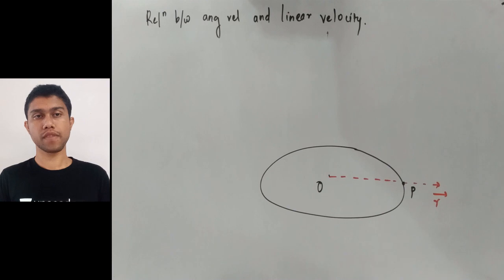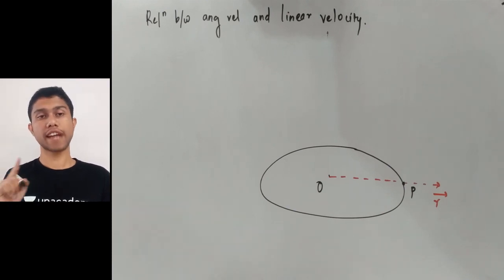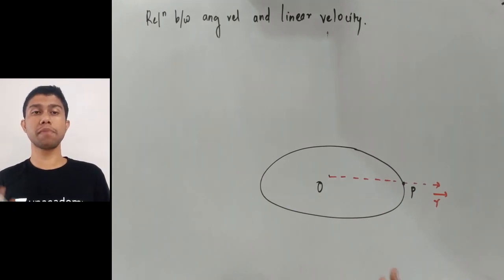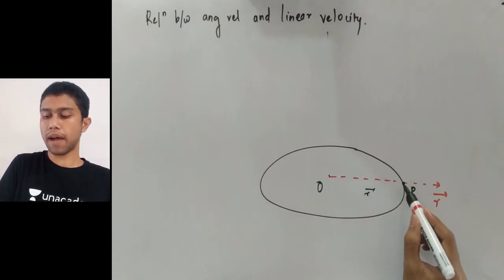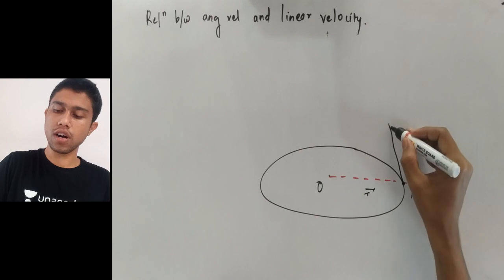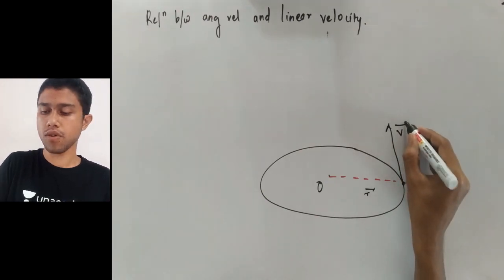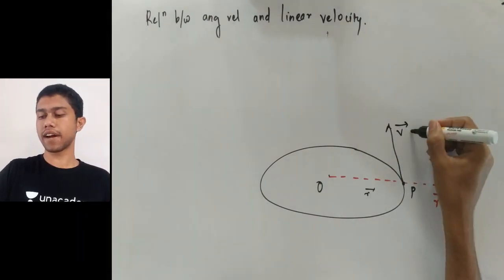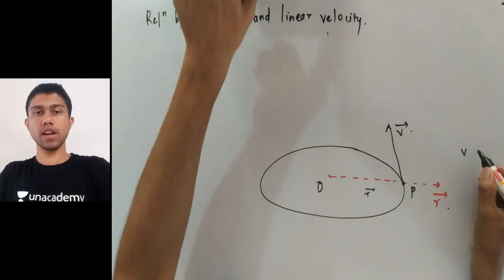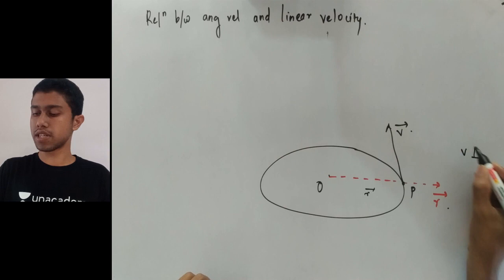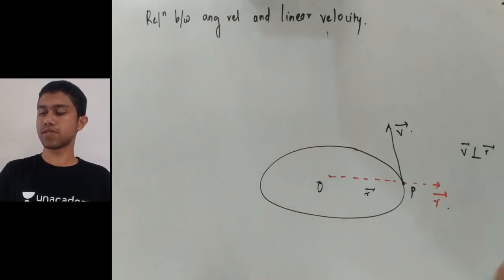Where is V? V is tangential, and tangent is perpendicular to the radius. So is this a radius? Yeah, this is a radius. And perpendicular to this, I'll draw a velocity vector. Okay, so I can tell that velocity vector and position vector are perpendicular to each other. So I'll write it here: velocity vector is perpendicular to the radius vector.